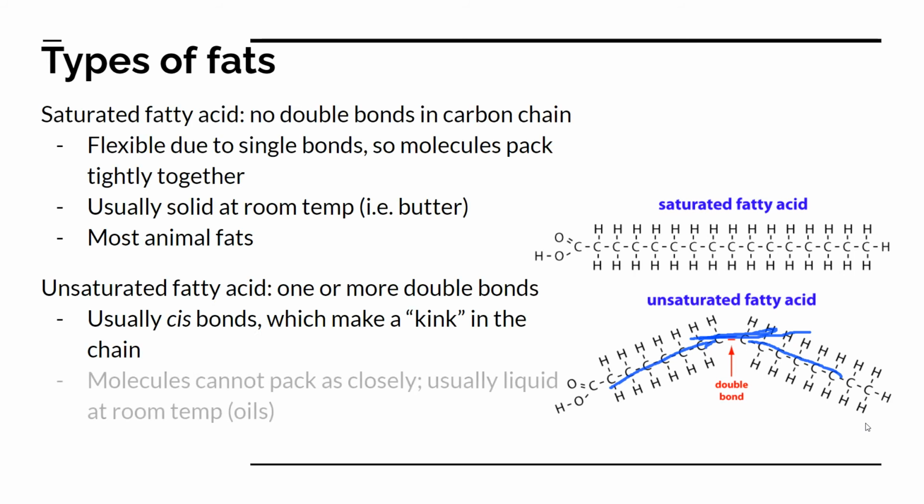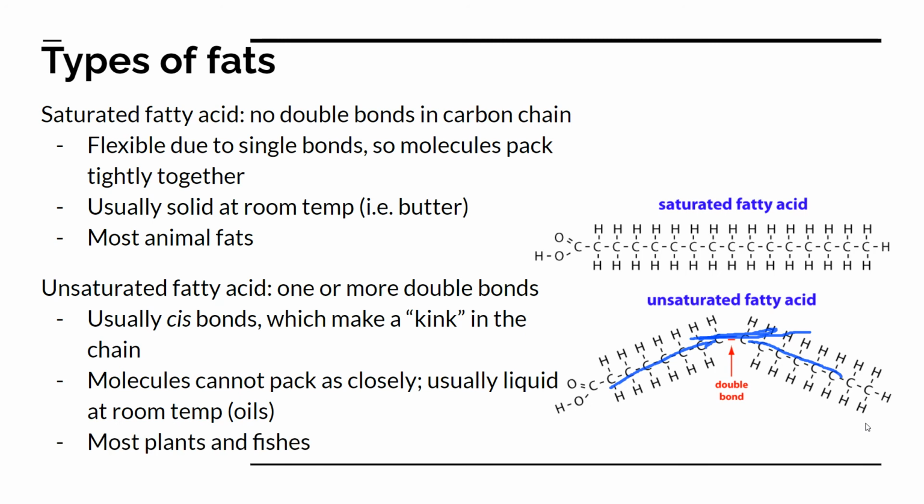Because of that shape, these molecules can't pack as closely together. And so these are lipids that are usually liquid at room temperature. So think about things like olive oil, avocado oil, corn oil, any kind of vegetable oil. And most of these usually come from plants or fish. Fish oils are also liquid at room temperature and tend to have a lot of unsaturated fatty acids.